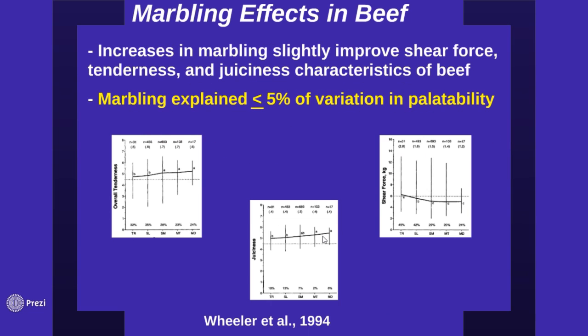So is this the case with beef then? That's a good question, because in pork we don't do that much, but in beef we lay all of our quality marbles in the one bag of marbling at that 12th rib to say this is a high quality or low quality, this is going to be a good eating experience or a poor eating experience. But really, although increases in marbling do improve shear force and tenderness and juiciness, as we saw in that pork, it's pretty small, and marbling really only explains less than 5% of the variation in palatability, such as tenderness, shear force, and juiciness.